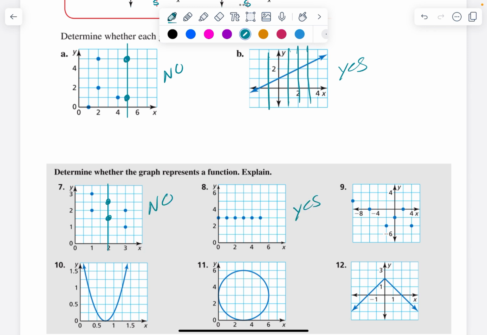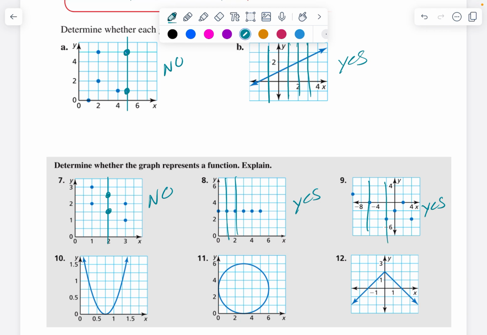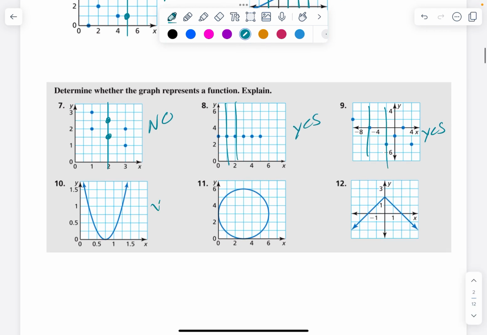This is yes. Anywhere we draw a line, it would only intersect once. This is yes. Any vertical line would only intersect once. This is also a yes. Even though it's getting narrower as it goes this way, it's still not going straight up and down. So that's yes. This is a no. We can see it intersects twice. And this is a yes. Anywhere we draw a line, it's okay.